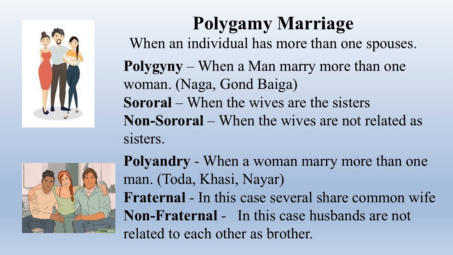The next is polyandry. When one woman marries several men, it means a polyandrous marriage, which has been found among the Toda, Khasa, and Nayar.